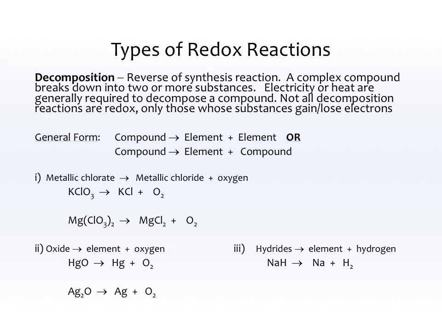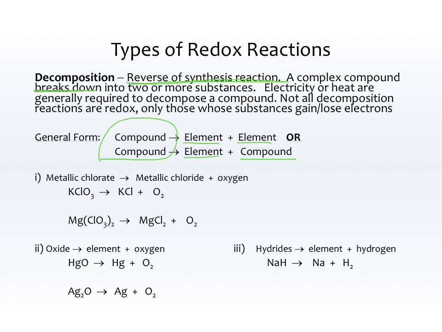We have decomposition reactions. Decomposition reactions are the reverse of synthesis, which is why a lot of times I call synthesis composition, because this is decomposition. A complex compound breaks down into two or more substances. Electricity or heat are generally required to decompose a compound. Not all decomposition reactions are redox, only those whose substances gain or lose electrons. So what the general form has in common with decomposition reactions is that there is only one reactant. That one reactant, one compound, can be split into two separate elements or an element and a compound. So that's a decomposition reaction.